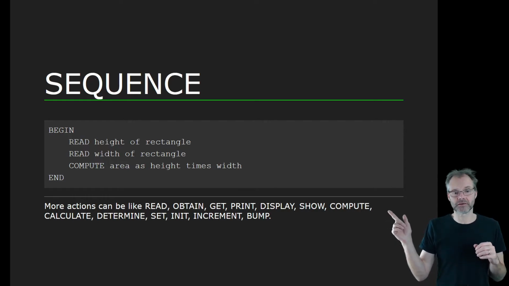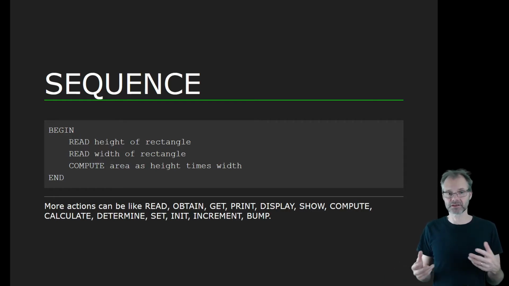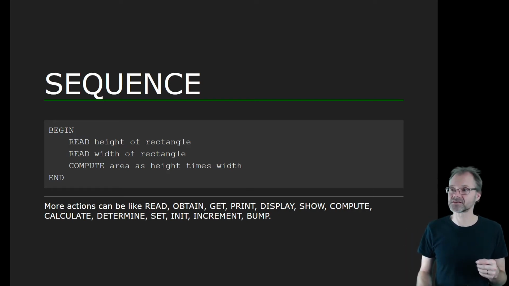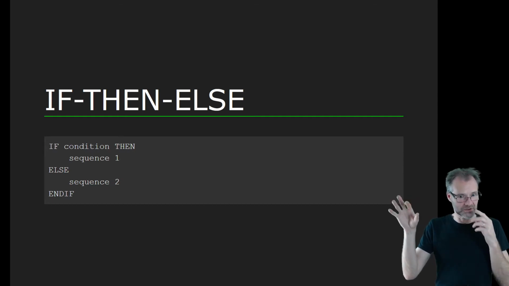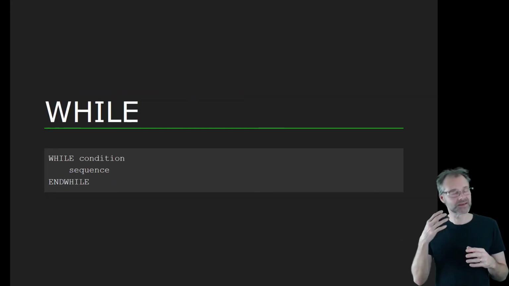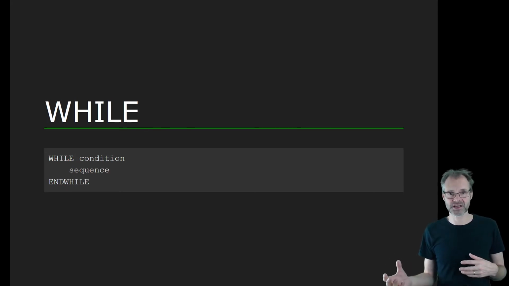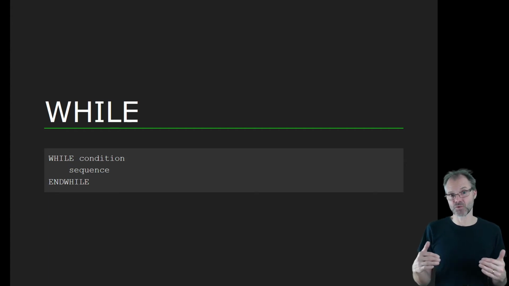Here you find a few more actions. It can be like read, obtain, get, print, display, show, compute, calculate, set, init, increment, bump. So these are the types of actions that we can write down in the sequence. Here is an example of how we could write if and else, and you see that he's using capital letters for if, then, else, and if, and then we have this sequence of tasks that we are grouping within them. Same with a while, we have a condition, and then we have a sequence, and we're very explicit. This is the end while down here.